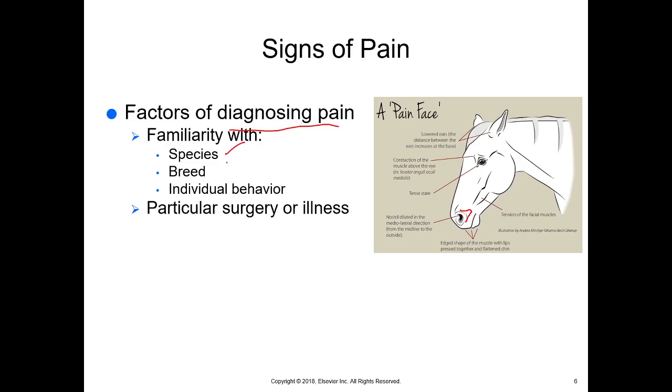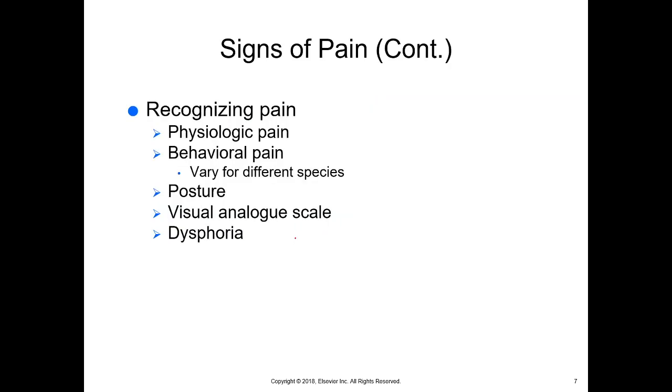We have to be familiar with that species. We have to be familiar with breeds. Like I said, a beagle may respond differently than a Labrador, and we have to know the individual, and this often comes from the client. They won't necessarily say that their animal is in pain, but what they might say is that the animal is acting differently than they usually do. We also need to know what surgery we are doing, what illness this animal is experiencing, because that will tell us how painful it can be.